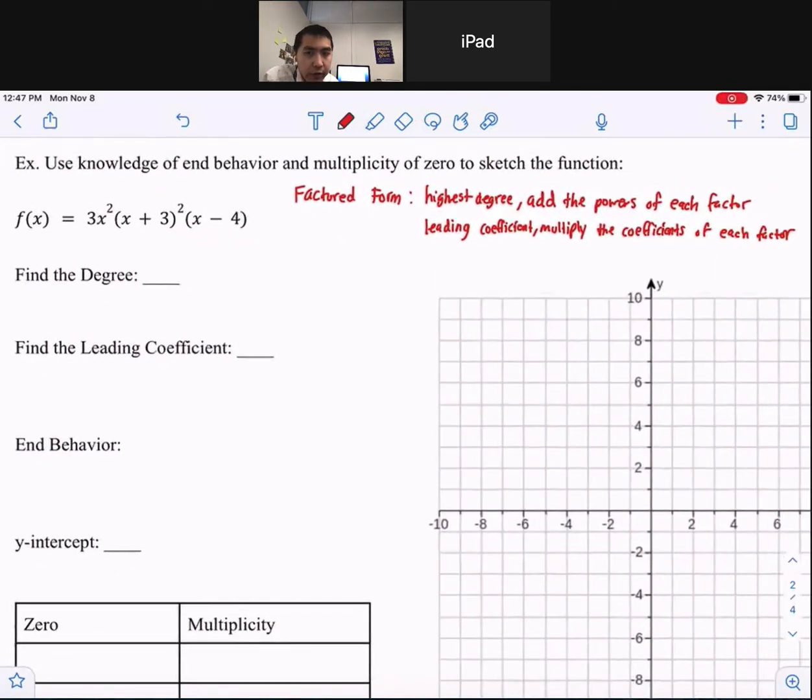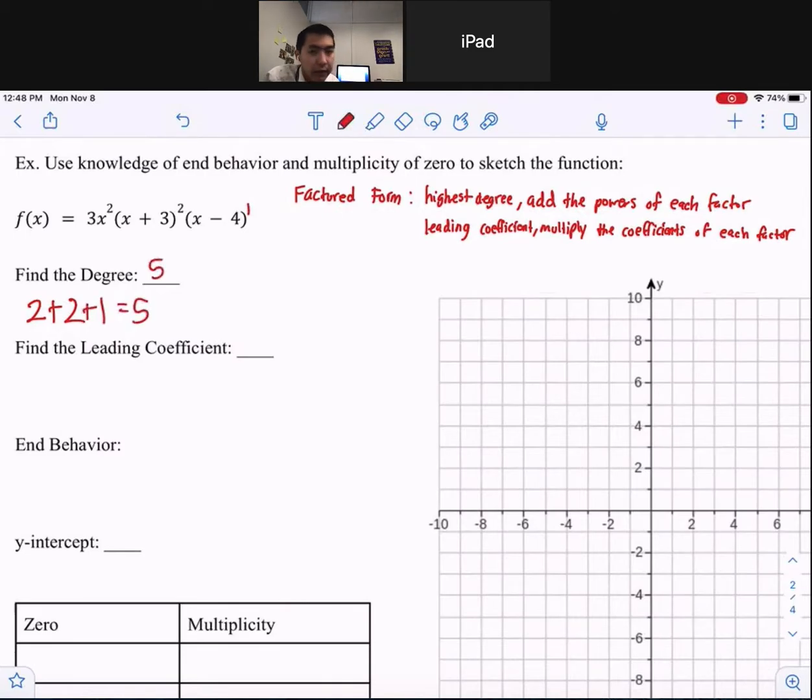So, to find the degree, again, you have to add the powers of each factor. So here's one factor. What's the degree? It's 2. So 2. What's the power of this factor? x plus 3, the degree is 2, or the power. So add 2. And what's the power of this one? It's to the power of 1.